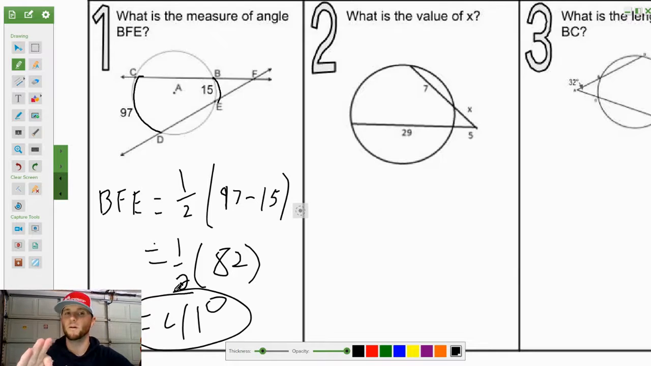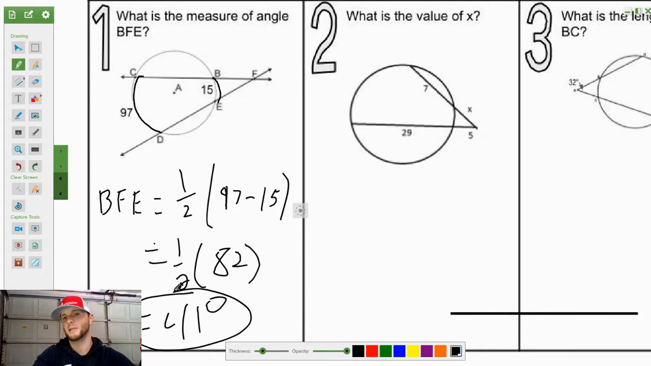So again, the main thing you have to look at is that arc CD is bigger than arc BE. So I have to do the bigger one minus the smaller one, because if I do it the other way, it's going to end up making a negative, so I can't have that happen. Okay, so let's jump over to example number 2.